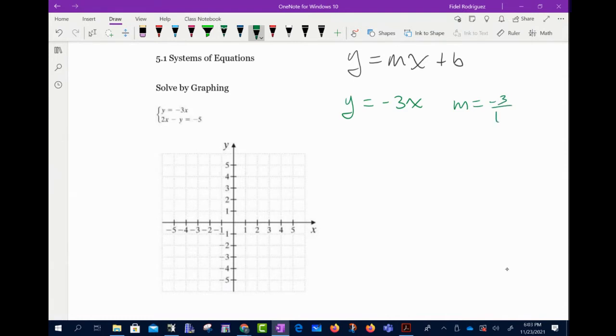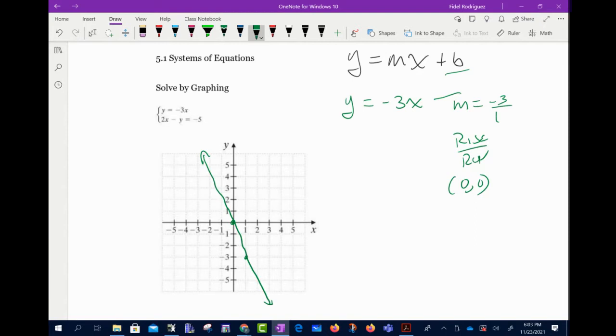I'm going to think about it as negative 3 over 1 because we often call the slope the rise over the run. And since I don't have a number where my b is, my y-intercept is the point 0, 0. So I'm going to put my 0, 0 right there. Then since my slope is negative 3 over 1, I'm going to go down 1, 2, 3, and to the right 1. And I'm going to try to draw my line as straight as I can. There we go. So there's my first line.